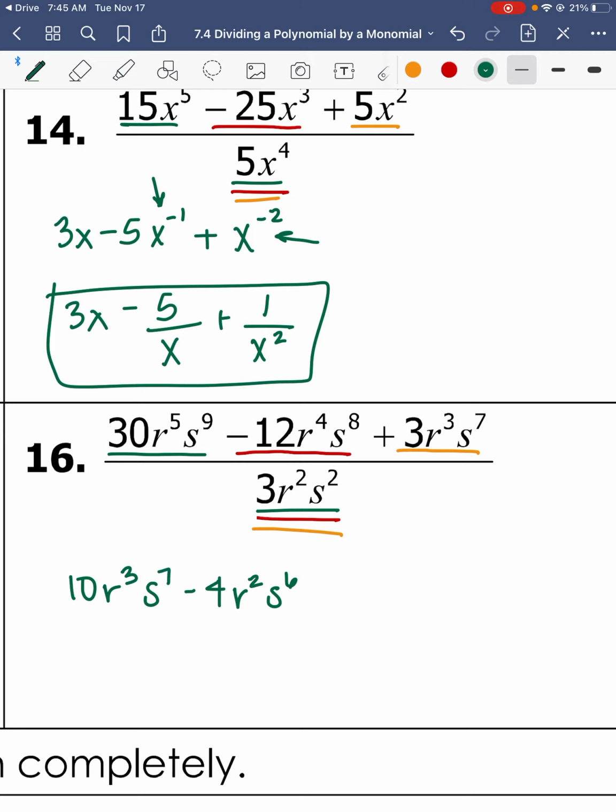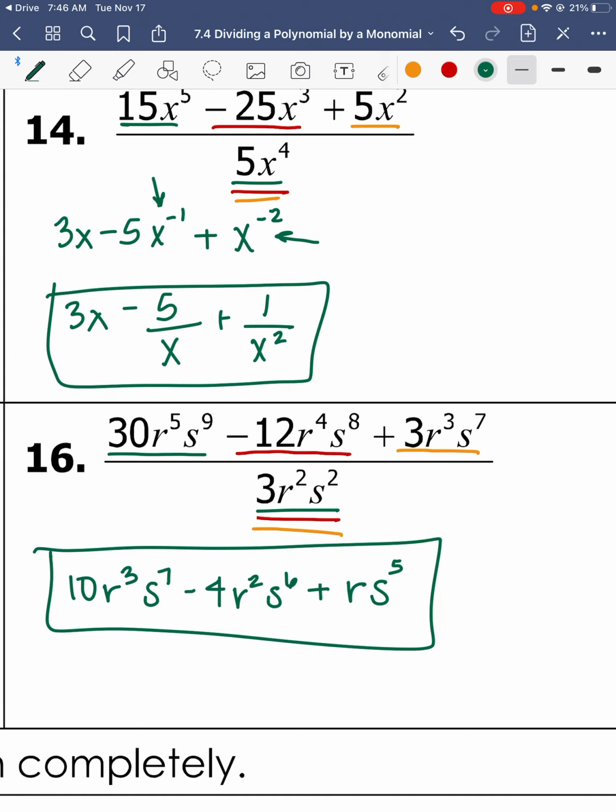And then we have 3r cubed s to the 7th divided by 3r squared s squared. So 3 divided by 3 is positive 1. R cubed divided by r squared is just r, and then s to the 7th divided by s squared is s to the 5th.